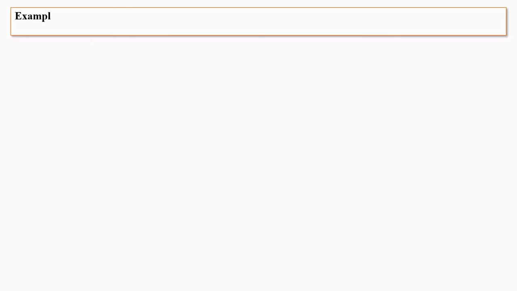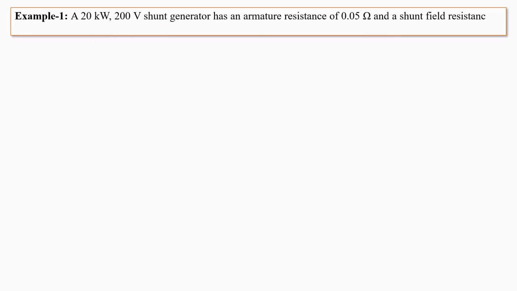So let's see some numerical questions on the DC generator. So here it is the first question. A 20 kilowatt, 200 volt shunt generator has the armature resistance of 0.05 ohm and a shunt field resistance of 200 ohms. So calculate the power developed in the armature when it delivers the rated output. So let's see the solution.